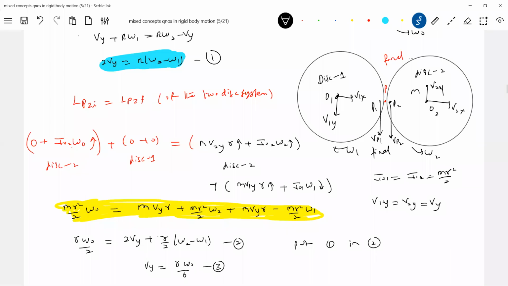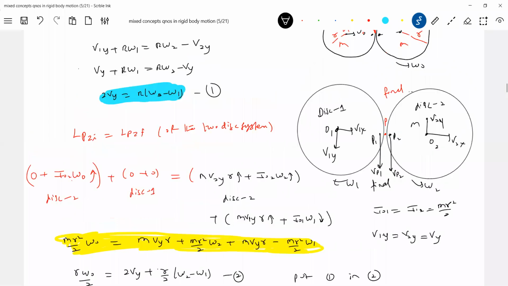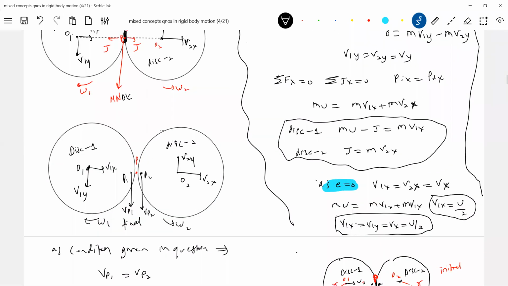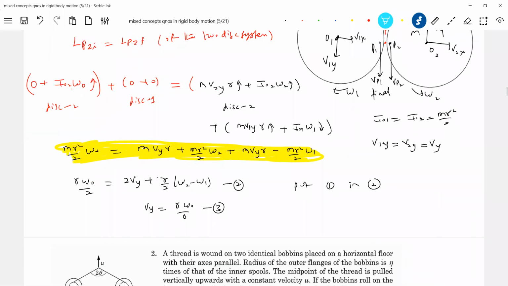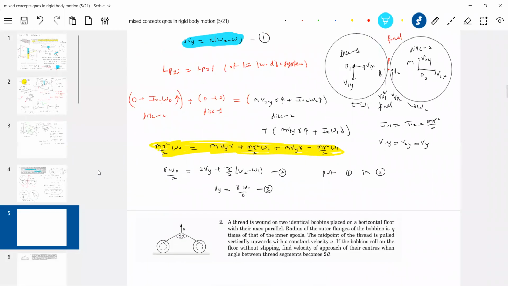Vx is needed, no? Vx we already know. It is equal to how much Vy we got. And Vx is what? Already V1x equals U by 2. Look at this. So Vx we know. Now we have brought Vy. What is next needed? Omega 1 and omega 2. How to bring omega 1, omega 2?